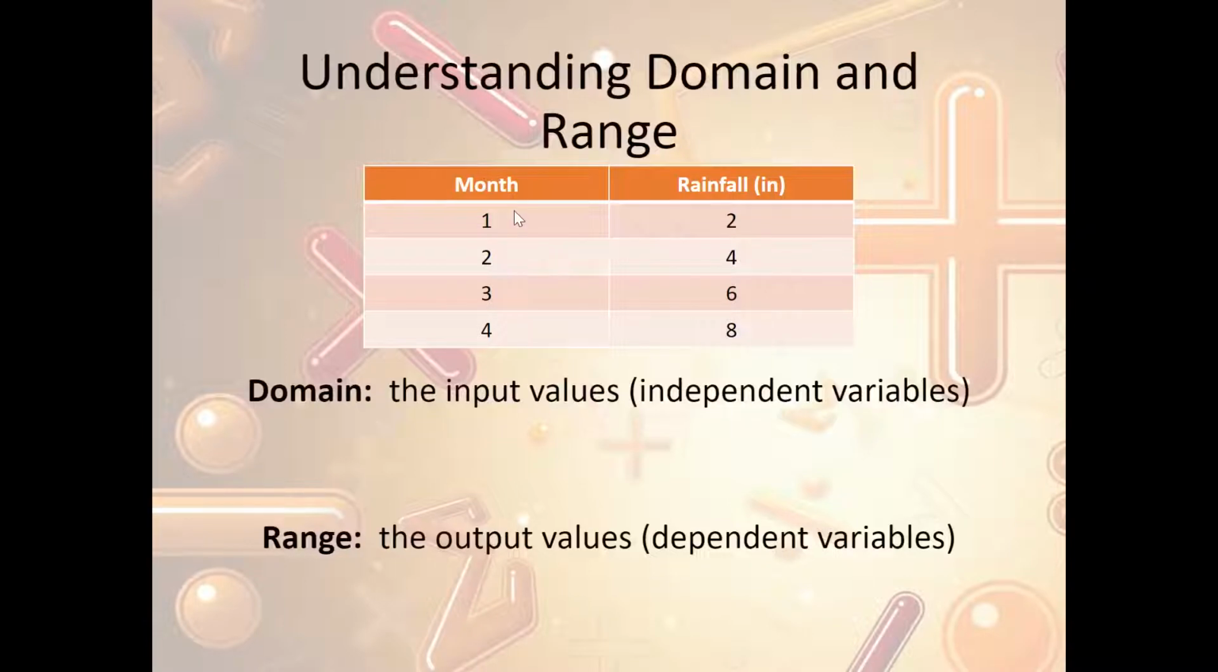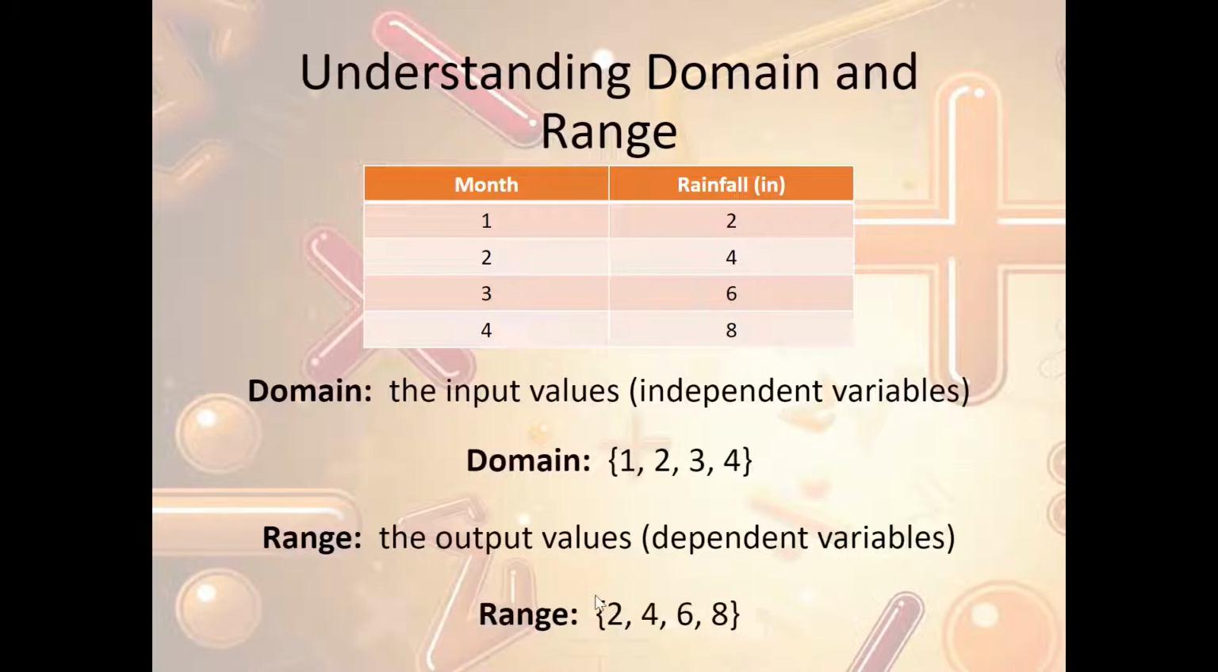So, in looking at this, we're given a table here, and we're supposed to pick out the range and the domain of each of these. So first we'll do the domain, the input values. Well, our input values in this case is the month, so we're just going to list the values that apply. We can see that the values are 1, 2, 3, and 4, so that is our domain. The range are these values here, so our range would be 2, 4, 6, and 8. So we have our domain, we have our range.